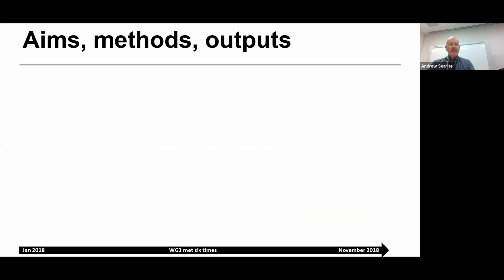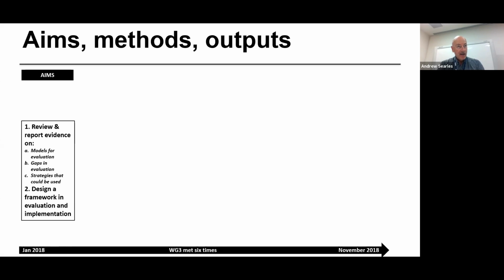So in this slide, I'm going to give you just a very high-level overview of the way that we actually approached the project, starting with the aims that were provided by AHRAA, the Australian Health Research Alliance. Firstly, we were asked to review and report the evidence on the models for evaluation, gaps in the healthcare evaluation that was undertaken in Australia, and thirdly, to identify strategies that could be used to improve evaluation in this country.